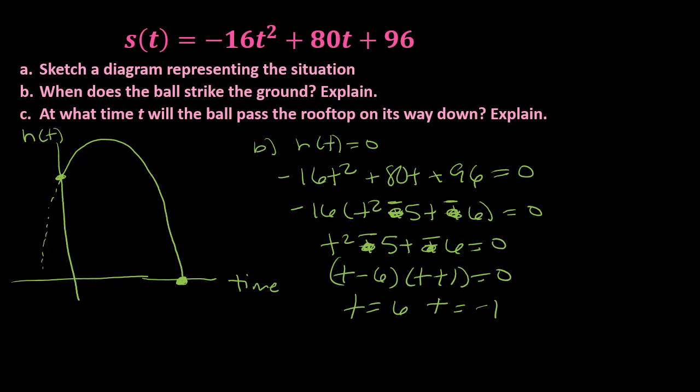And that actually kind of makes sense, because if you look at your graph, this is going to be negative 1 and this is going to be 6. So 6 seconds into the flight, the ball hits the ground.